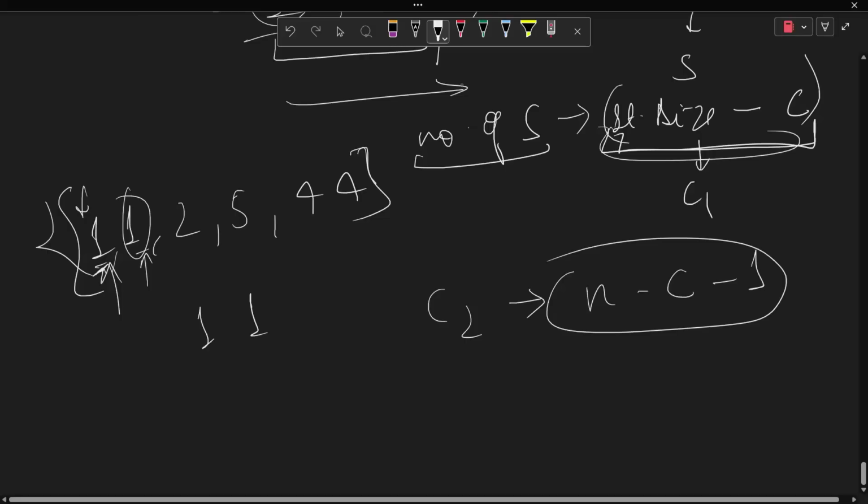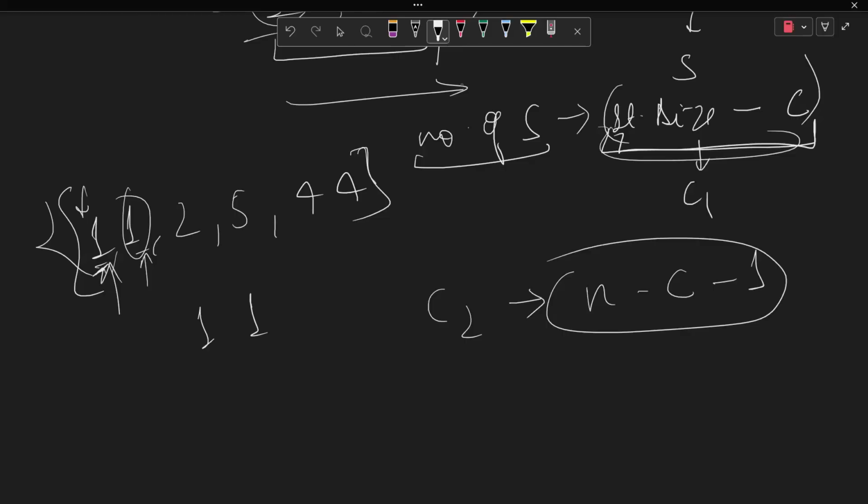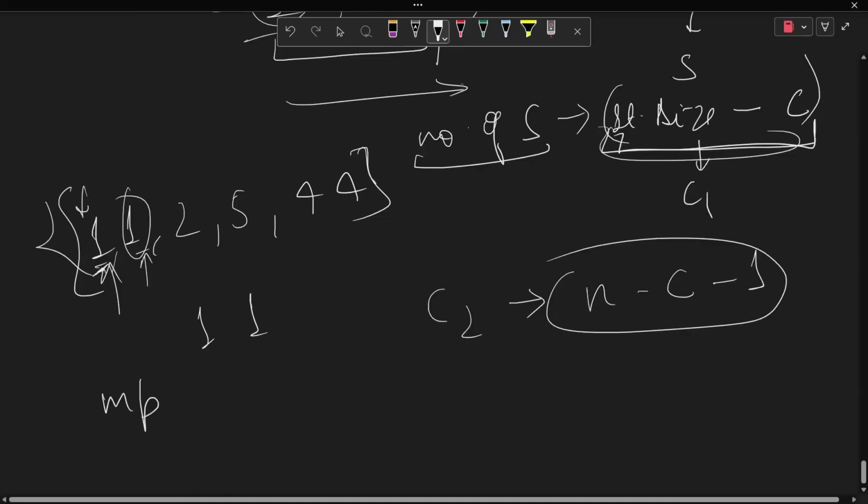So when you're considering a value like one, instead of storing indexes directly, you would store a map. The map of one would represent the indexes of one. That's what you would store. A map of int comma vector. You are storing a map of int comma vector.